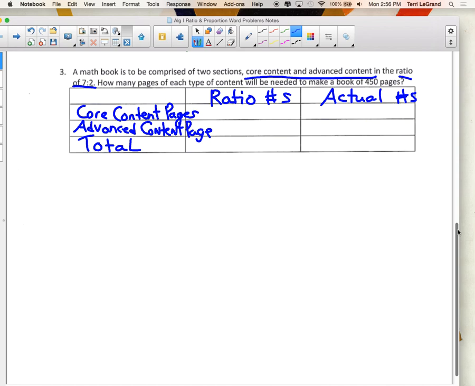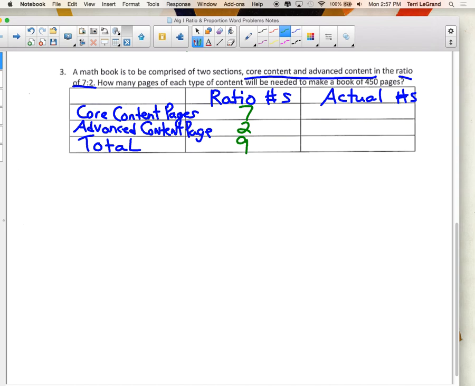Kira, you got this for me? 7 in the core content pages and 2 in the advanced content pages. Okay. A couple of numbers we can throw in there. Is there somewhere else we can put some numbers? Emma? You could add 7 and 2 together and get 9, so that for every 7 pages of core content, there are 2 pages of advanced content. So in 9 pages, 7 of them will be core content, 2 will be advanced.